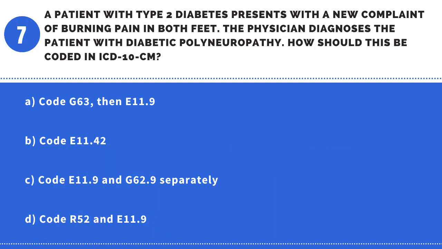Question 7. A patient with type 2 diabetes presents with a new complaint of burning pain in both feet. The physician diagnoses the patient with diabetic polyneuropathy. How should this be coded in ICD-10-CM? A. Code G63, then E11.9. B. Code E11.42. C. Code E11.9 and G62.9 separately. D. Code R52 and E11.9.